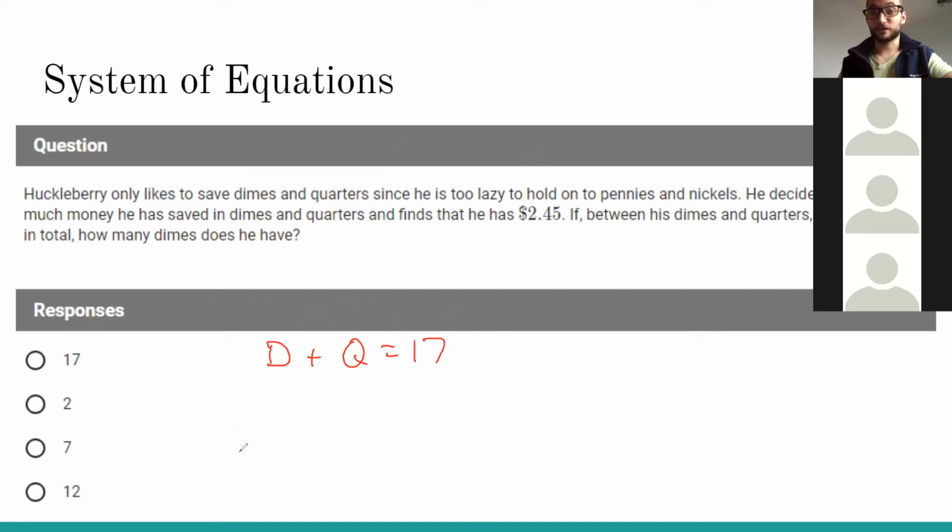Your second equation is a value. So a dime is 10 cents, so 0.10D plus a quarter, which is 25 cents, so 0.25Q, equals $2.45. These are your two equations. So take another minute, finish solving this one, put your answer in, and then I'm going to walk you through it.